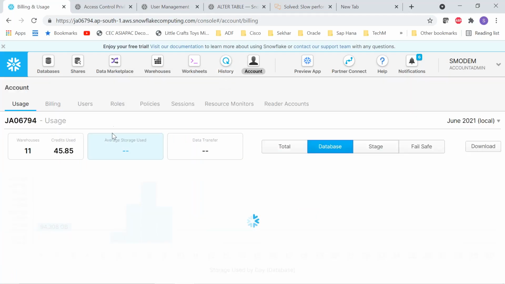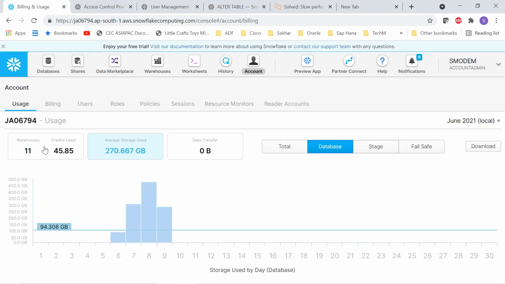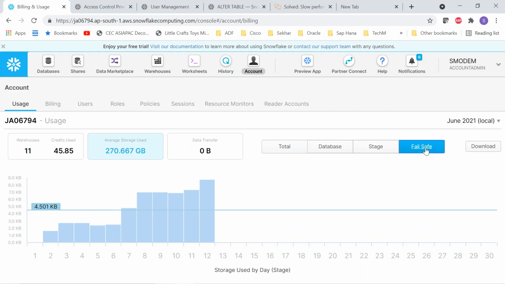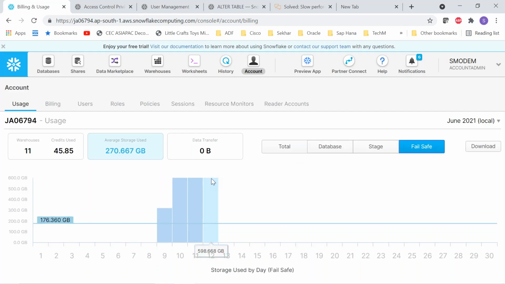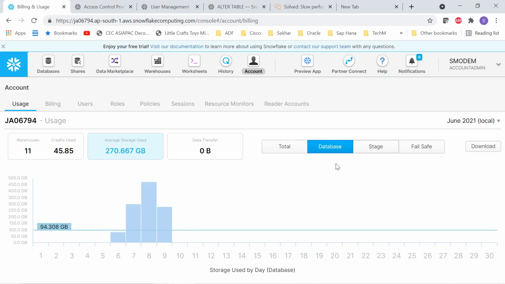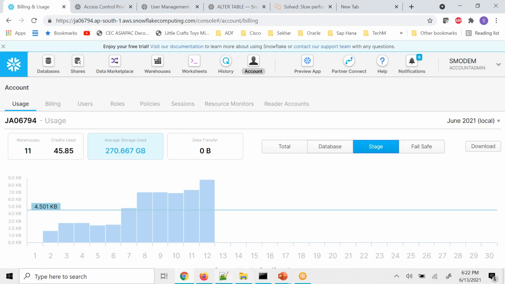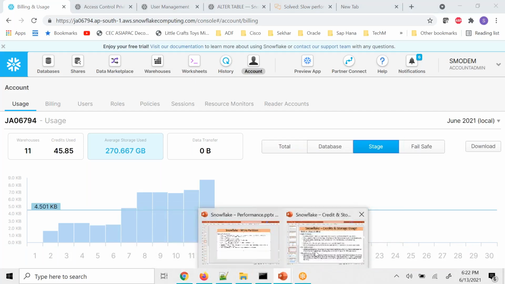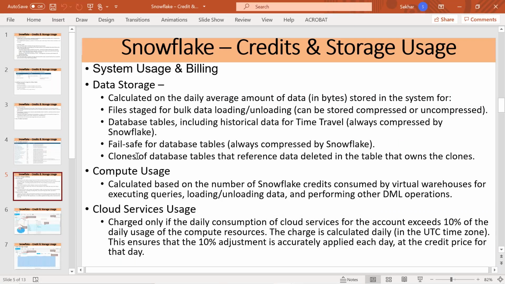Okay. So this is the average storage, and these are for the compute credits. The first tab is for compute credits, the second tab is for storage. And the storage, when you break it down, it goes by stage how much, fail safe how much. So 176 of data and 598 of fail safe on these days. 12th. Today is the 13th, right? I have to see why this much fail safe. And there is a database-related one, and then there is a stage-related one. Okay, you can break it down and look at it. So compute usage, I have shown you stage, database, and then the fail safe. Three of them combined together give you the data storage.